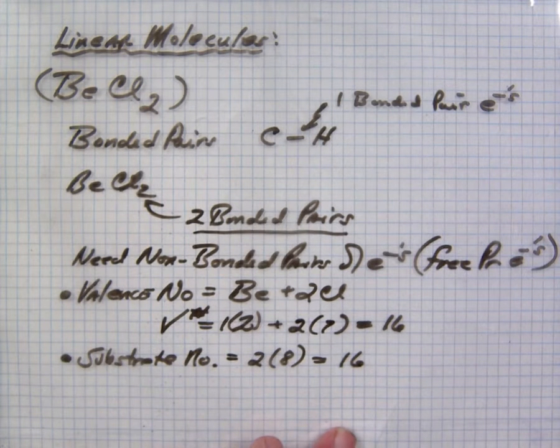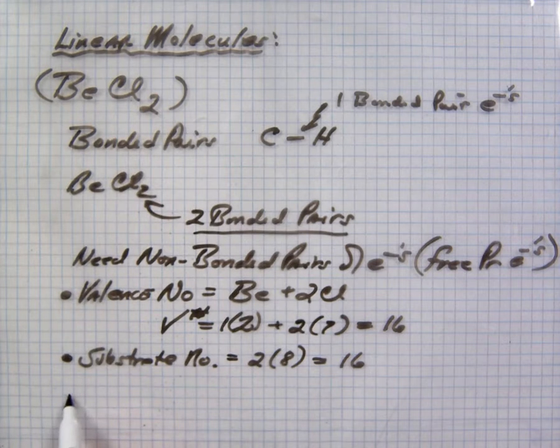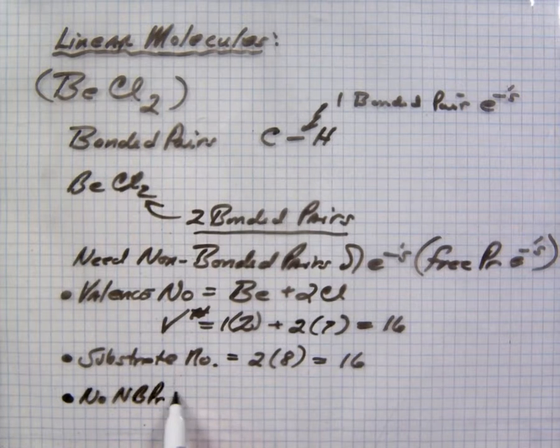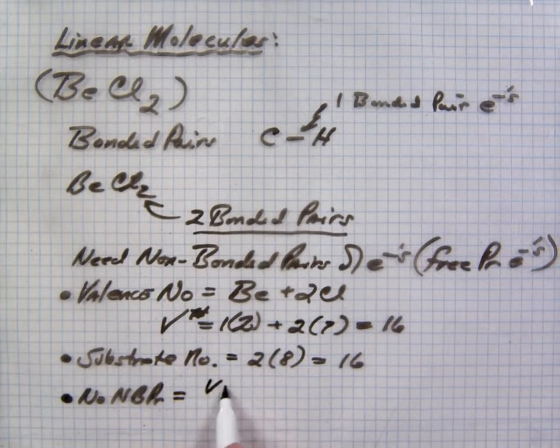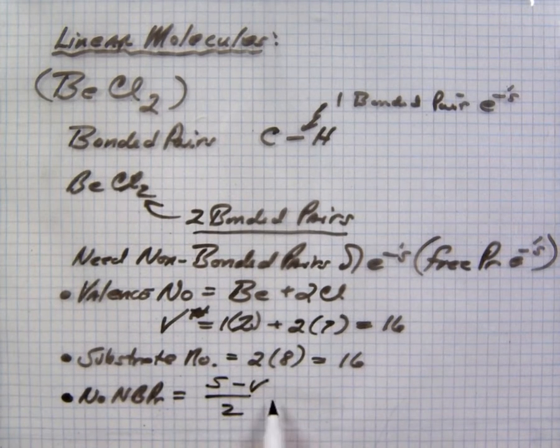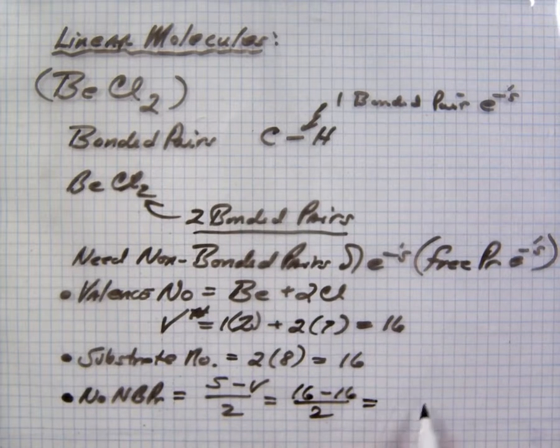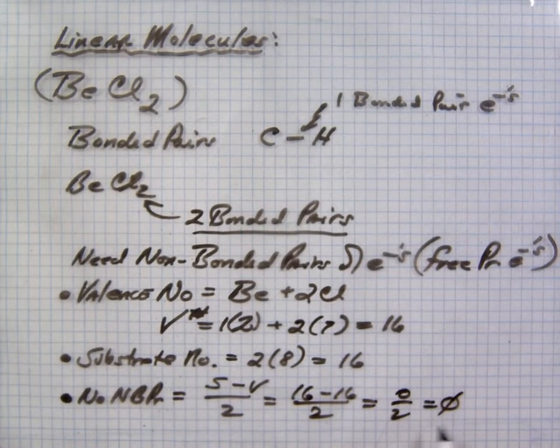Everybody okay with that so far? I'm not trying to throw you any curves. The main thing is valence, of course, it deals with the outer shell that's available for bonding in substrates, or however many things are attached, 8 or 2 valence electrons. Now, the number of non-bonded pairs is equal to the substrate number minus the valence number, over 2. So we have 16 minus 16 over 2, and that gives us 0 over 2, and of course 0 free pairs.